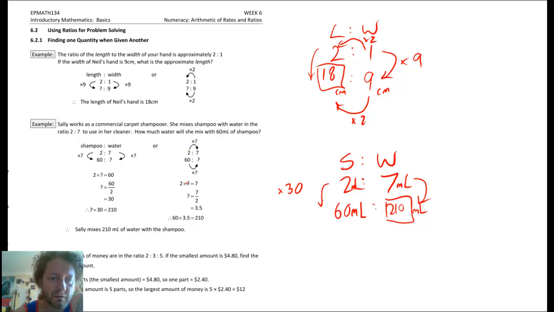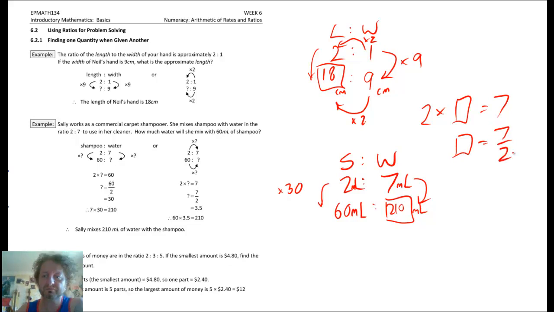We do a little bit of algebra here to say if 2 times what equals 7, then that thing I'm trying to find, I divide both sides by 2. 7 on 2 is the thing I was trying to find. That was a way to answer. If 2 times something equals 7, then that something is equal to 7 divided by 2. But we try and find the nicer way to do it.